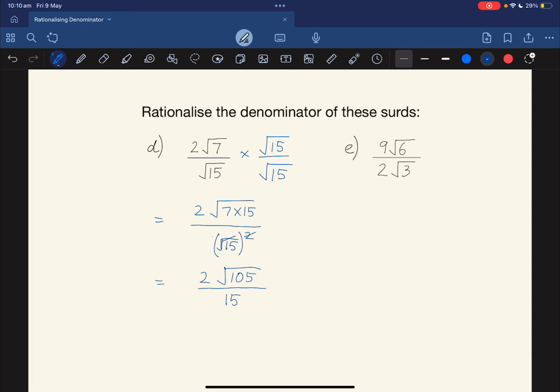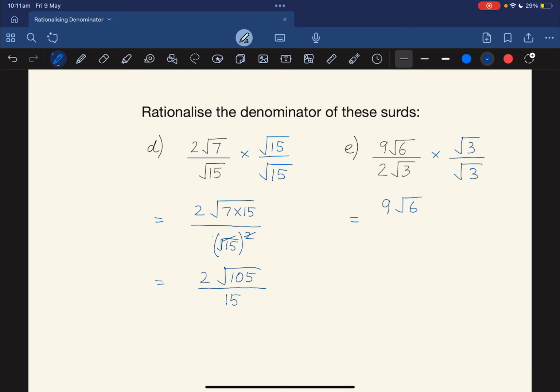Now 9 root 6 on 2 root 3. And remembering the question is rationalize the denominator. Now, I sometimes tend to forget and I just go, I multiply by 2 root 3. You only need to multiply by the root 3 part of the denominator to get rid of it, okay? Don't overcomplicate your life. Just that root 3 part. And then, let's write it out. 9 root 6. I'm going to put them straight under.